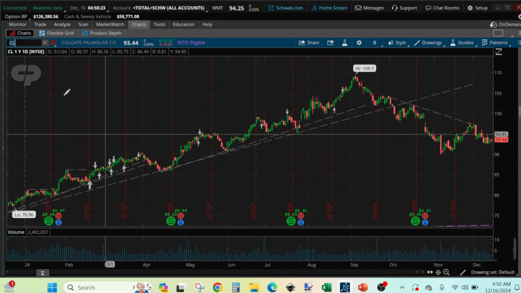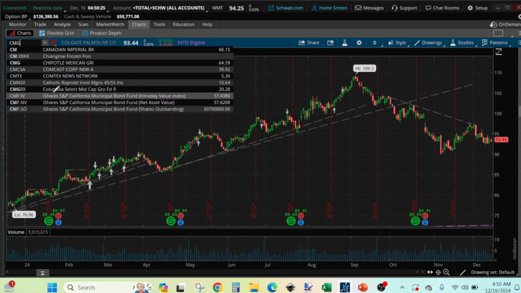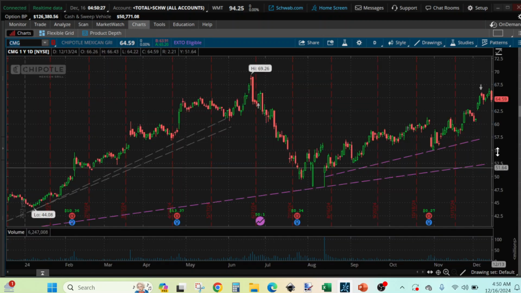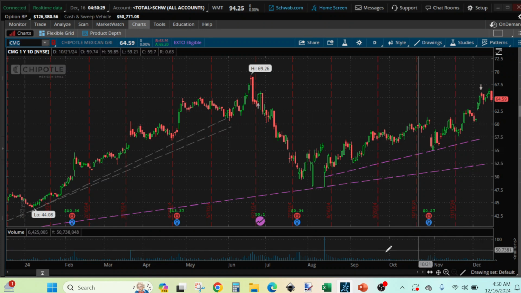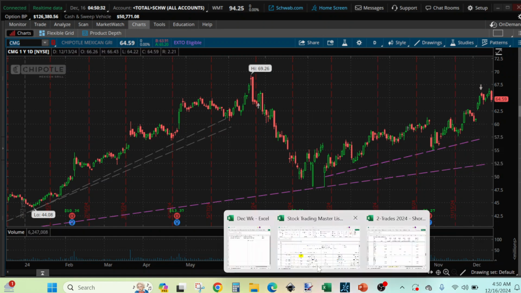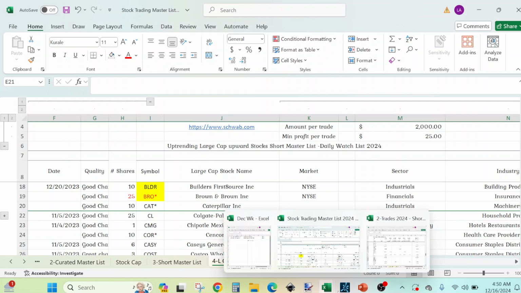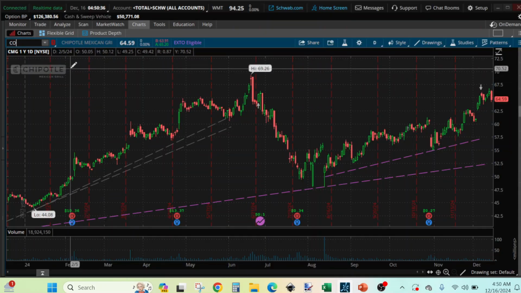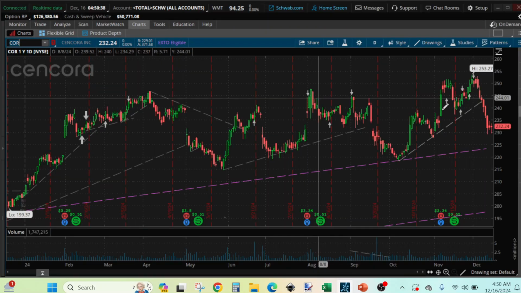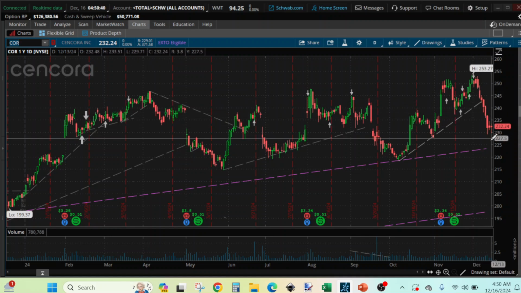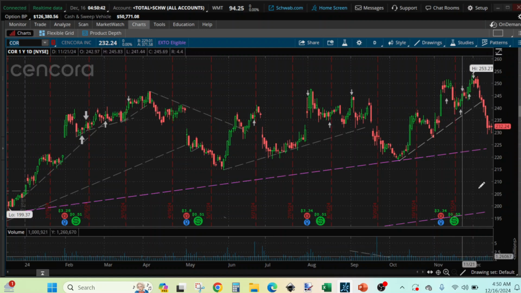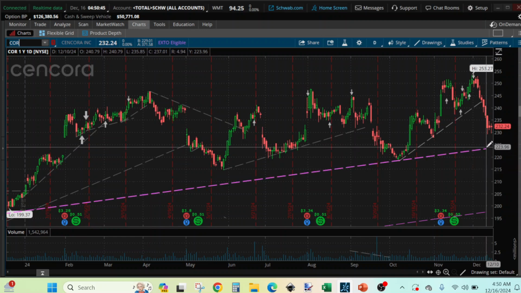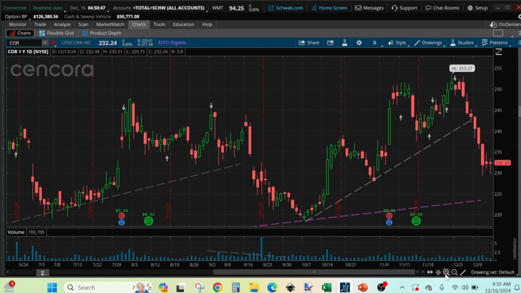CMG. So CMG, we like to buy it on this line and it's far from it right now. COR. So COR is getting close to this line, but it's not there yet. Wow, that's quite a bit of a drop. And we sold it right before it started.